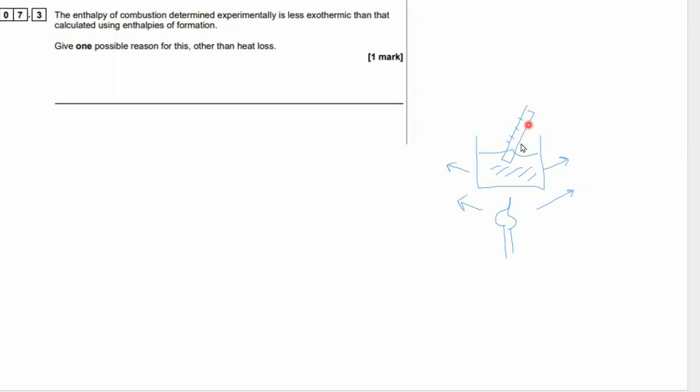But it says other than heat loss. What else is the problem? Well, we have fuel in a little spirit burner here. And of course, fuels are volatile. They have low boiling points. That's what volatile means. So they evaporate. So that's one of the problems, is the evaporation of fuels.